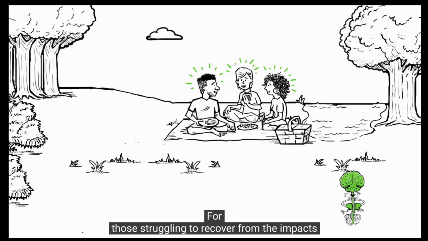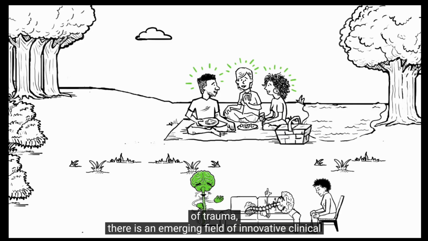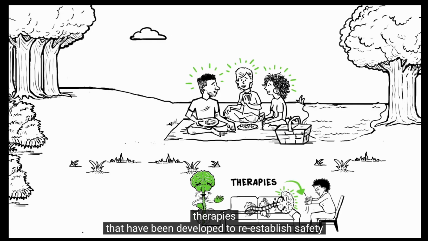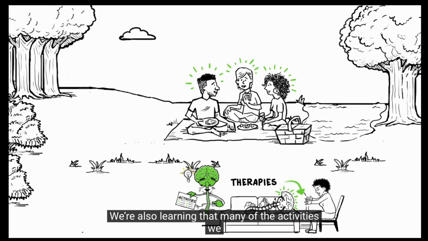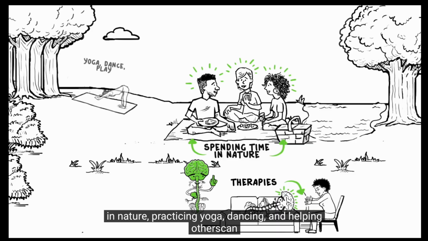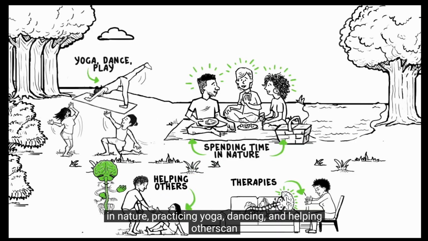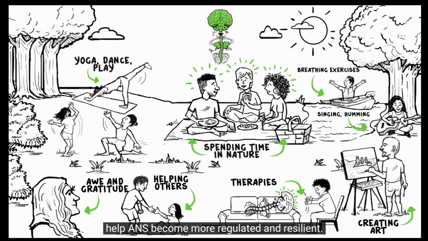For those struggling to recover from the impacts of trauma, there is an emerging field of innovative clinical therapies that have been developed to reestablish safety and regulation to the ANS. We're also learning that many of the activities we intuitively know make us feel better, like spending time in nature, practicing yoga, dancing, helping others, and more, can help the ANS become more regulated and resilient.